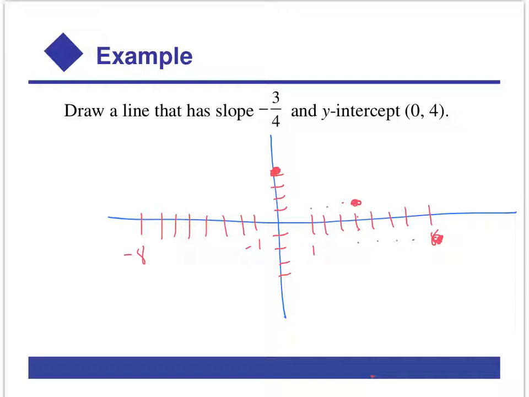Now when you have graph paper, this is a whole lot easier. So we're going to play connect the dots. And there's our line.